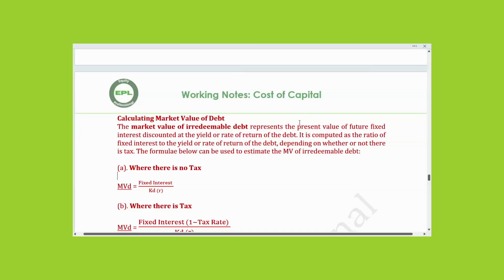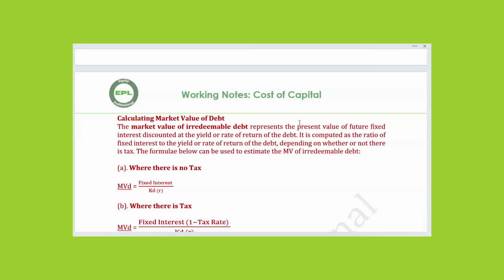Okay, then we talk about how to estimate cost of convertible securities. We said that cost of convertible security is computed as internal rate of return, the same way you normally calculate cost of redeemable preference share or redeemable debt. The only thing that will change is the cash flow. Just go ahead and calculate internal rate of return.